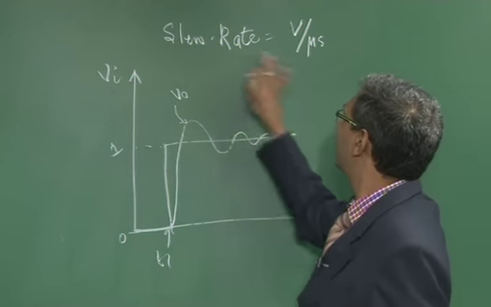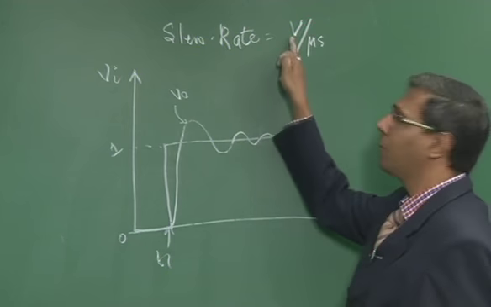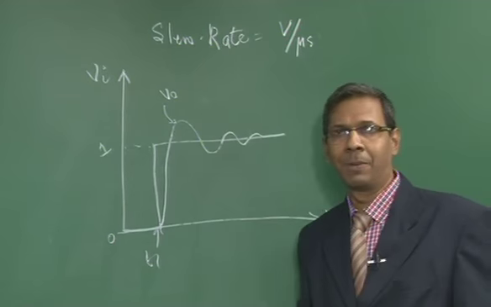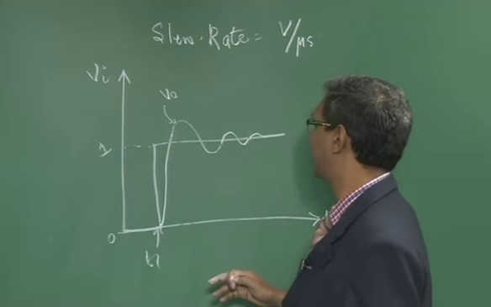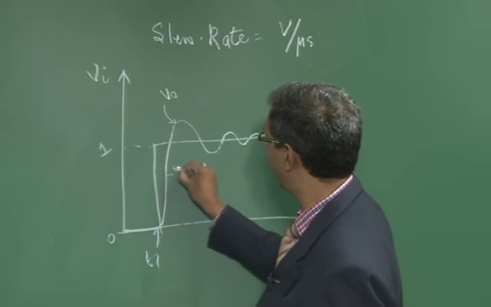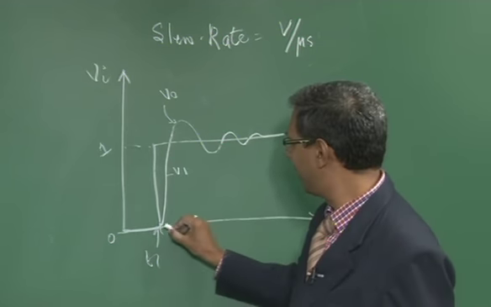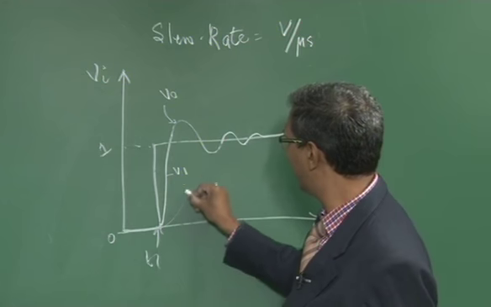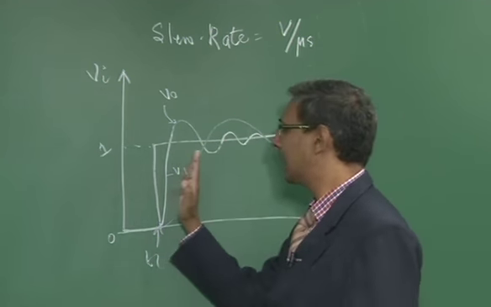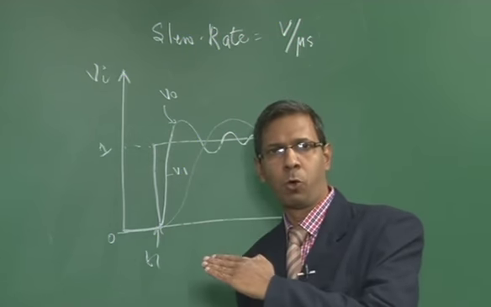So slew rate then is defined as the rate of change of the output voltage. Rate of change would mean per time. So that's what is shown here in terms of microsecond. Let us say this has a certain slew rate of V1. Now suppose you have another waveform which rises very slowly. So what does that mean? This has a much smaller slope, right?